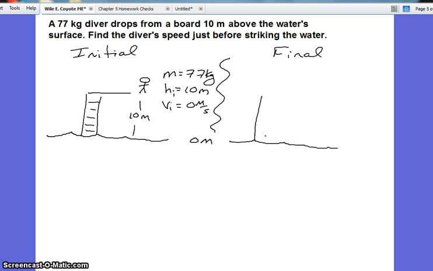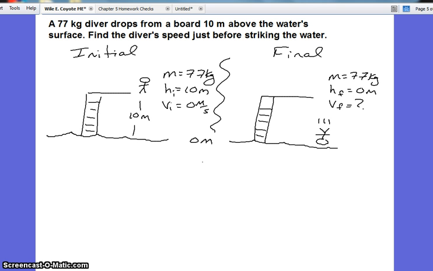In our final conditions, the diver is now moving, still has a mass of 77 kilograms. Our height final now is 0 meters. We're at the water surface, and we're supposed to find the final speed.